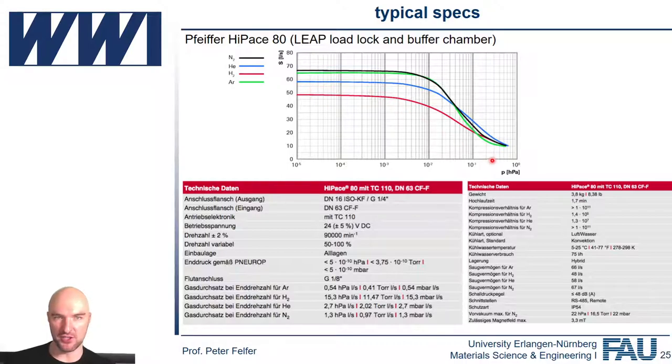You can see how the pumping efficiency changes with pressure. At high pressures, they're not as efficient. And the most important thing is they have a certain compression ratio for different elements. They're particularly efficient for heavier elements, because we're working with momentum, and the lighter the elements are, the less efficient these pumps are. Of course, that means hydrogen: they're not particularly good at pumping hydrogen. The heavier, the better. Hydrogen, not so good. You can see that here as well.